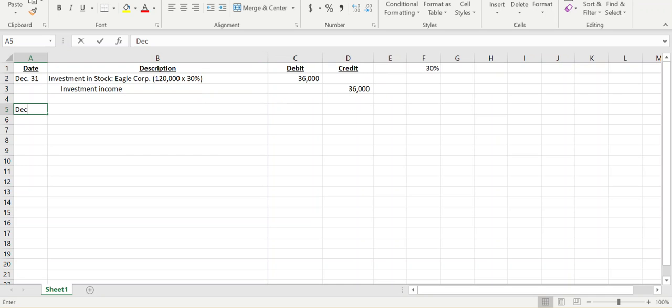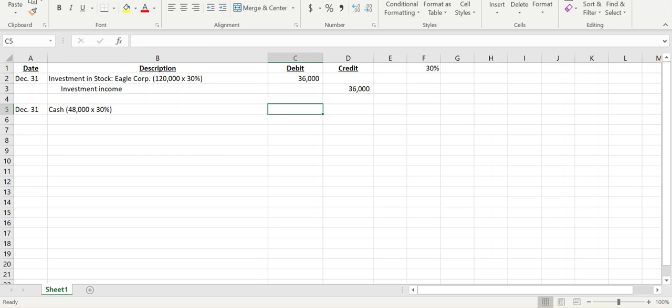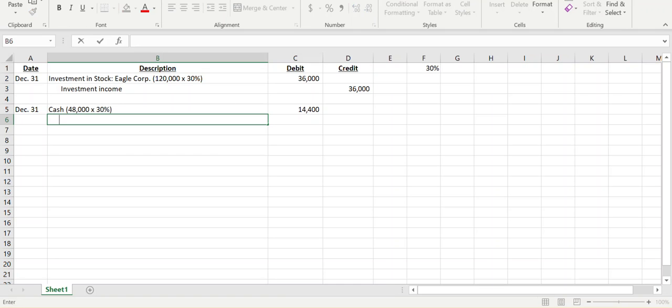They said they also paid a dividend, so we are going to get cash. In total, they declared a $48,000 dividend. Again, we own 30% of that business, so we're going to get $14,400 in cash. But when we actually get a dividend and we are a significant shareholder, it reduces our investment in that company by the $14,400.